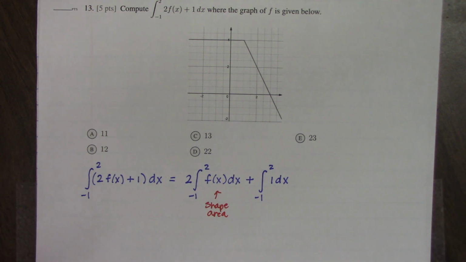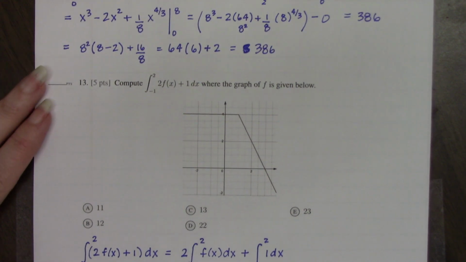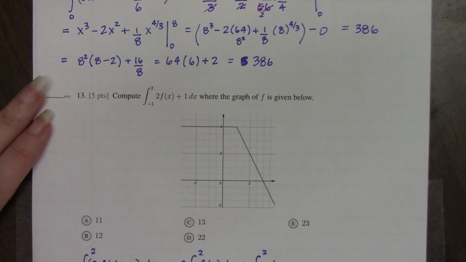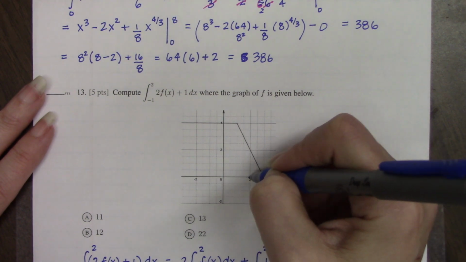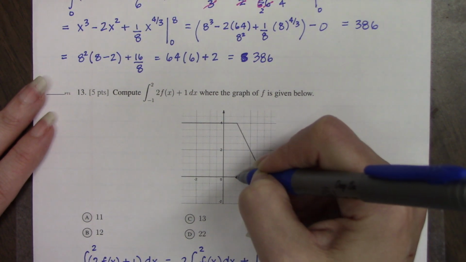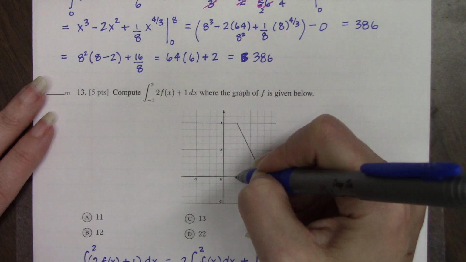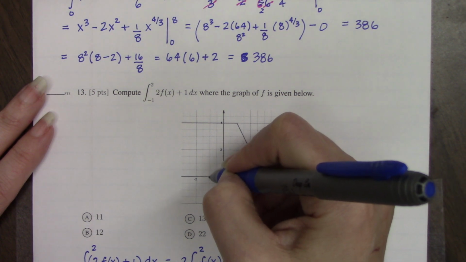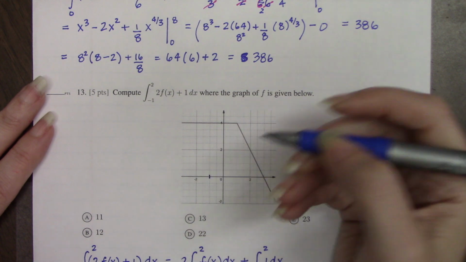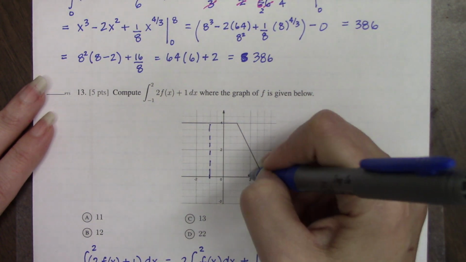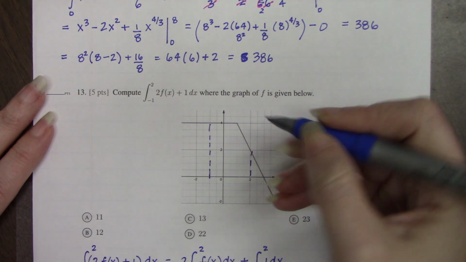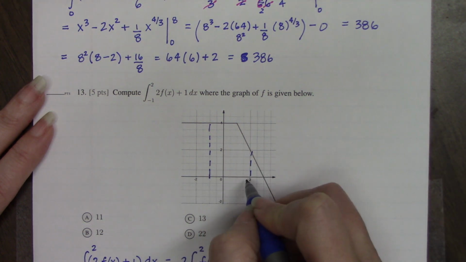So let's deal with the graph first, and then we'll come back and do the rest of the calculations. So if we look at this, we want to be very careful. Make sure you pay really close attention to your grid lines. So this is 0, this is 2, this is 1, right? If we look back over, here is -1, okay? So I want to know the area from -1 to 2. I want this area.